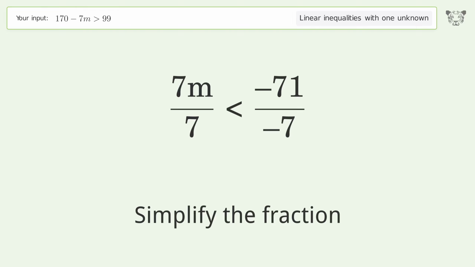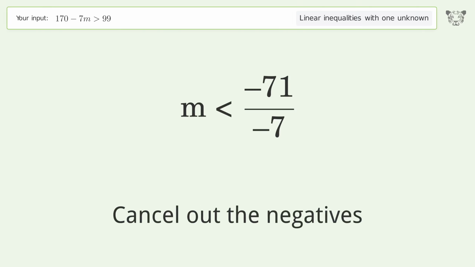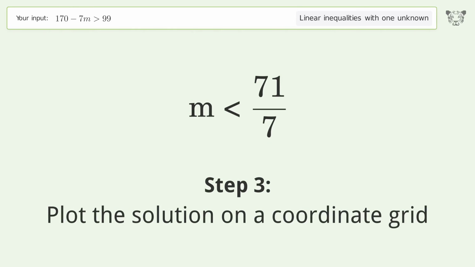Simplify the fraction. Cancel out the negatives. Plot the solution on a coordinate grid.